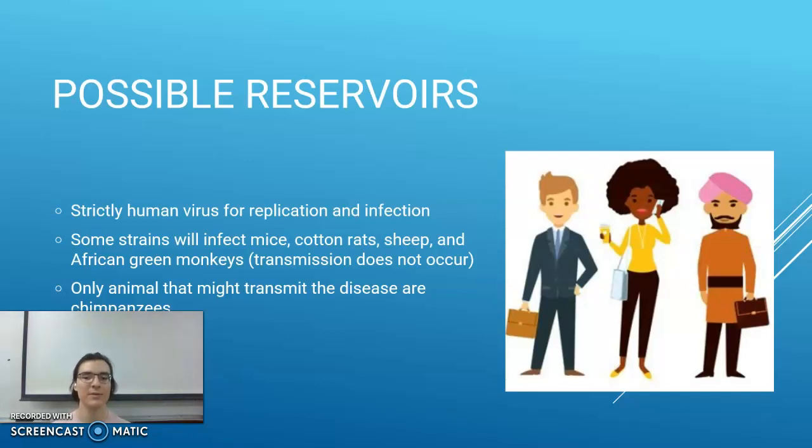Now, all these animals were not infected with the disease naturally. All these animals were artificially infected within clinical studies. And so RSV is very much a human virus when it comes to if it came up naturally or not.